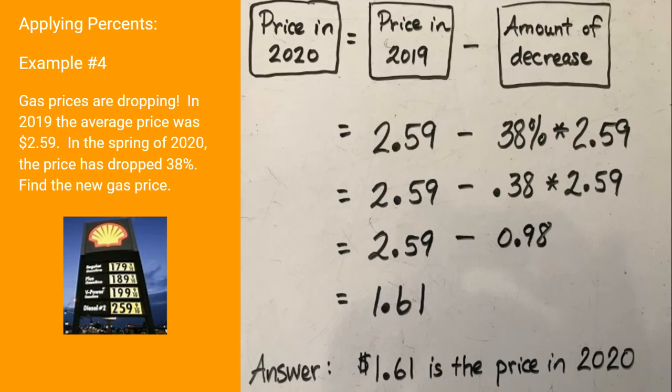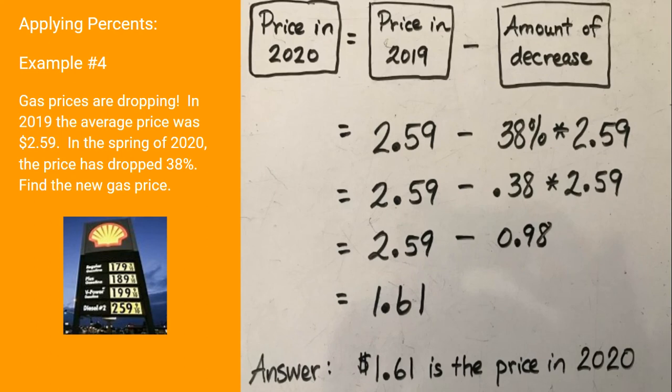So look at the three boxes that I have to show you the strategy that we could use to figure out the new price. So we start off with the price in 2020. To get the price in 2020, we're going to take the price in 2019, and this time we're going to subtract the amount of decrease. So the problem says that it dropped 38%. So we got to find what 38% of $2.59 is. So when you do that, you take decimal .38 and multiply it by $2.59.